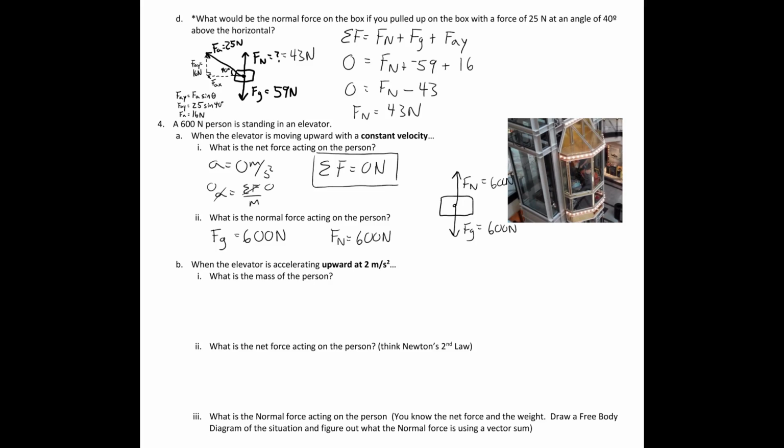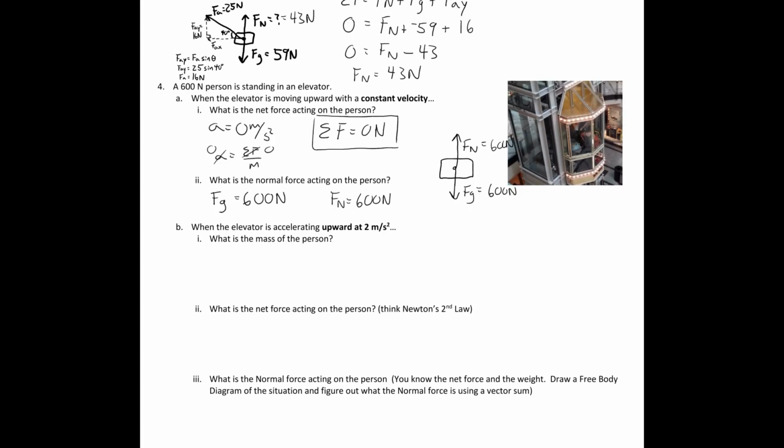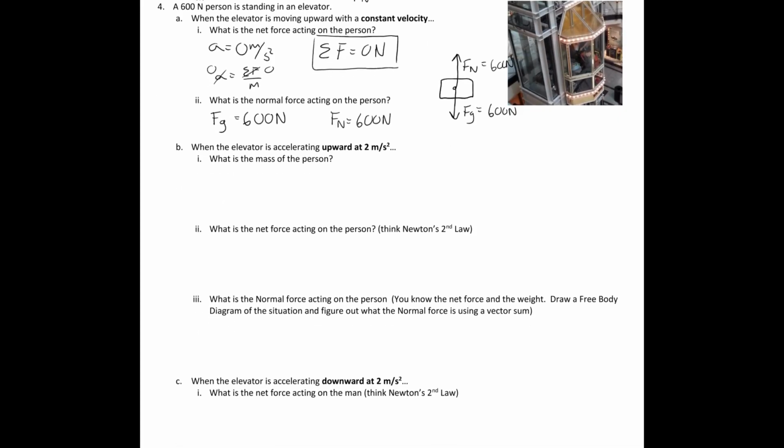You could write out the net force equation like we did on number 1 and 2, or you could just do it in your head. B, when the elevator is accelerating upwards at 2 meters per second squared. This is what I wanted to get to. Now you're accelerating. So is the net force still 0? Probably not. The net force is the thing that causes you to accelerate. So if you're accelerating, there is a net force.